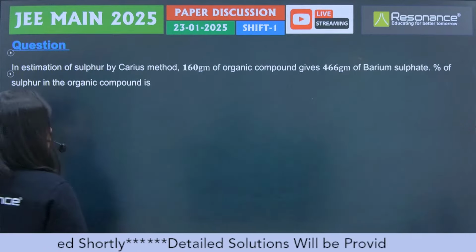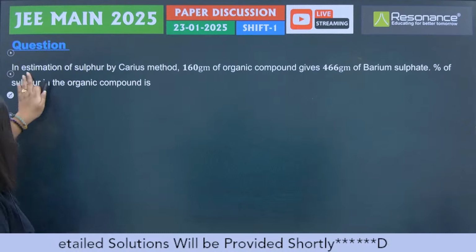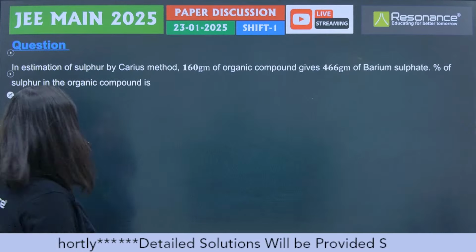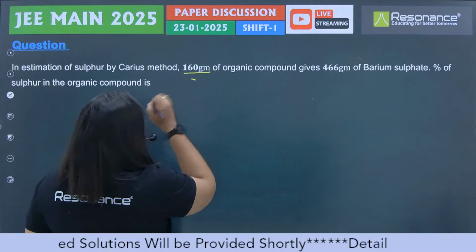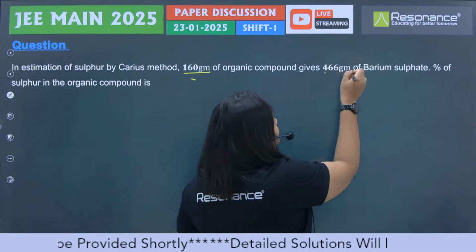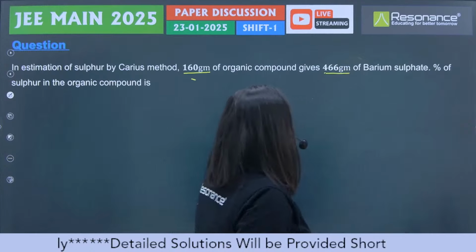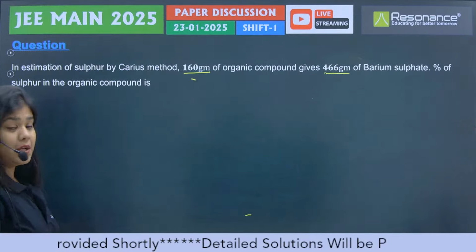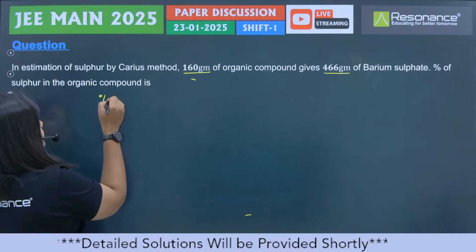Okay, let's see what the next question is. The next question is: in estimation of sulfur by Carius method, 160 gram of organic compound gives 466 gram barium sulfate. What is it asking? It is asking the percentage of sulfur in the organic compound.